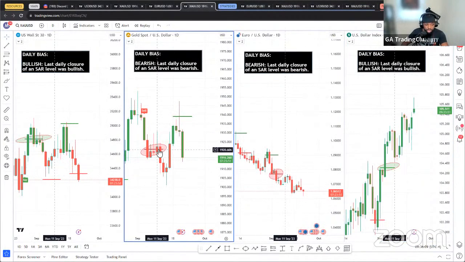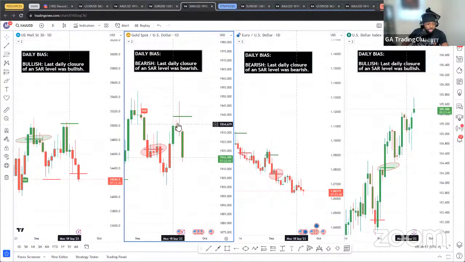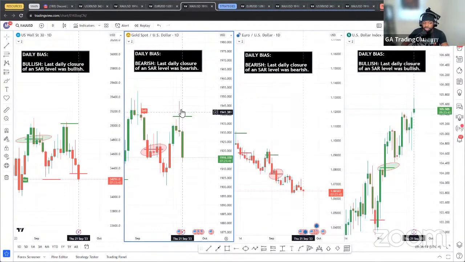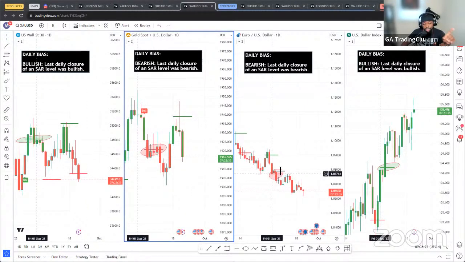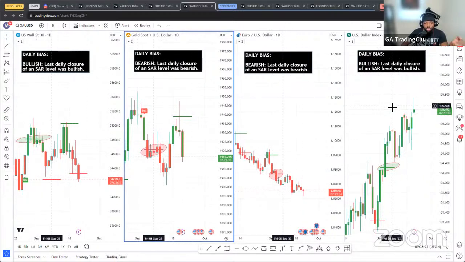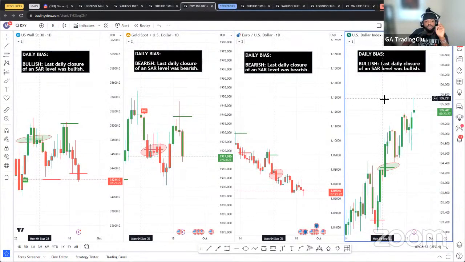Bias for gold is bearish because the last closure here was bearish. You can see yesterday, US 30 attempted to close, formed a buy SAR, attempted to close above there, but you can see price came all the way back down. EU, my bias is bearish. Gold, okay, not gold, the US dollar. I don't know, today I'm just a little slow. US dollar, my bias is bullish.